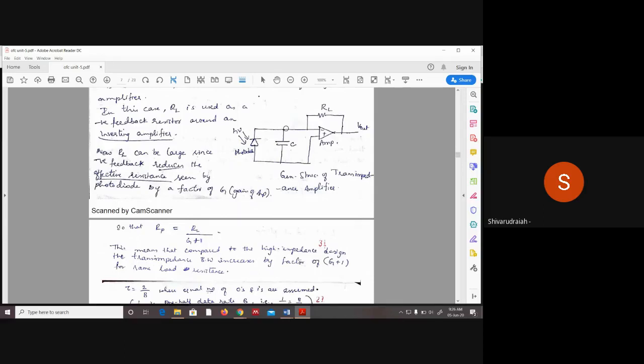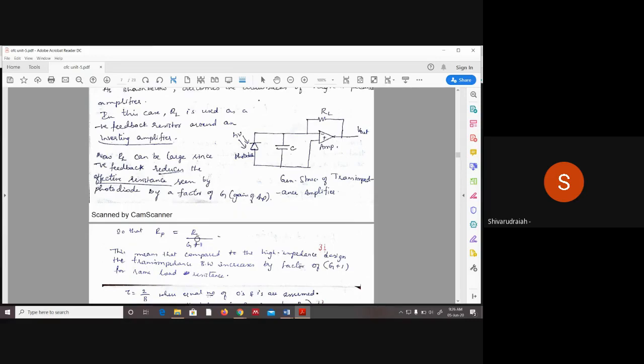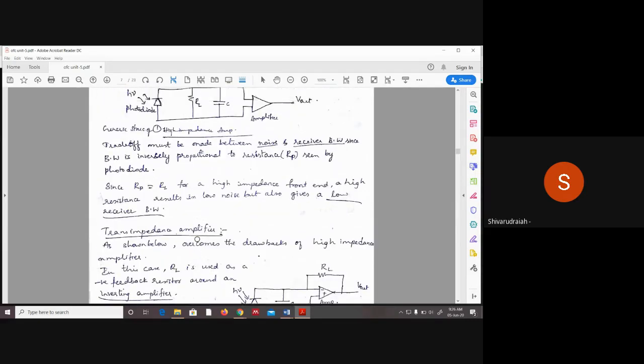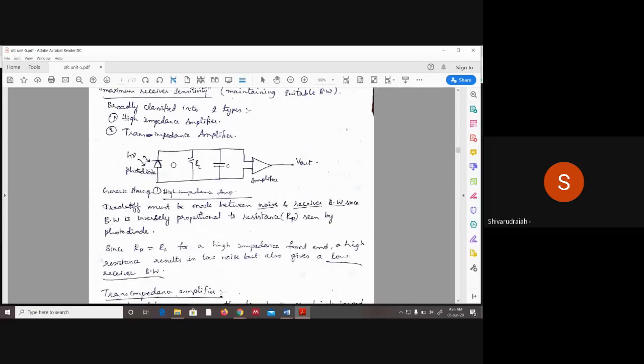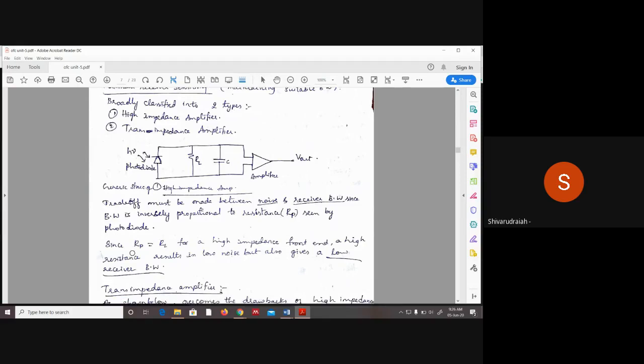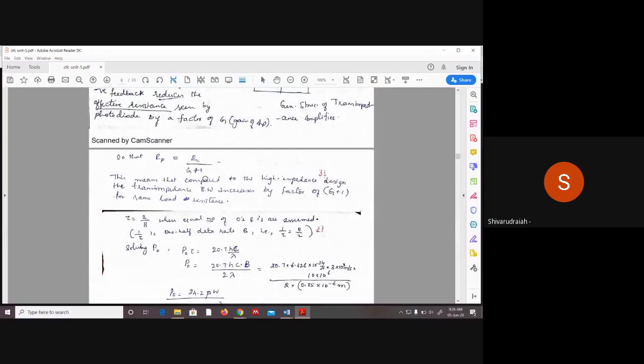If you see what the effective resistance is, to the right of that photodiode, RP is equal to RL divided by G plus 1, where G is the gain of the amplifier. So RP is RL divided by G plus 1 for a transimpedance amplifier, whereas RP is equal to RL in the case of a high impedance amplifier. If you look towards the right of the photodiode, what is the resistance present? It is RL. So RP is equal to RL for high impedance, and RP is equal to RL divided by G plus 1 for a transimpedance amplifier.